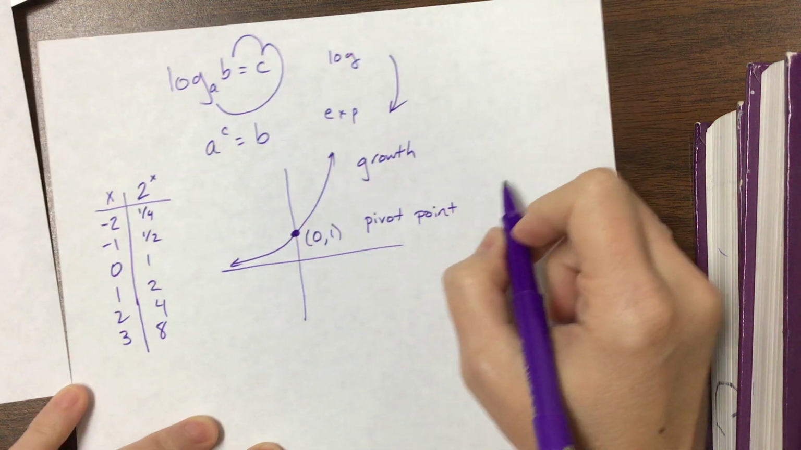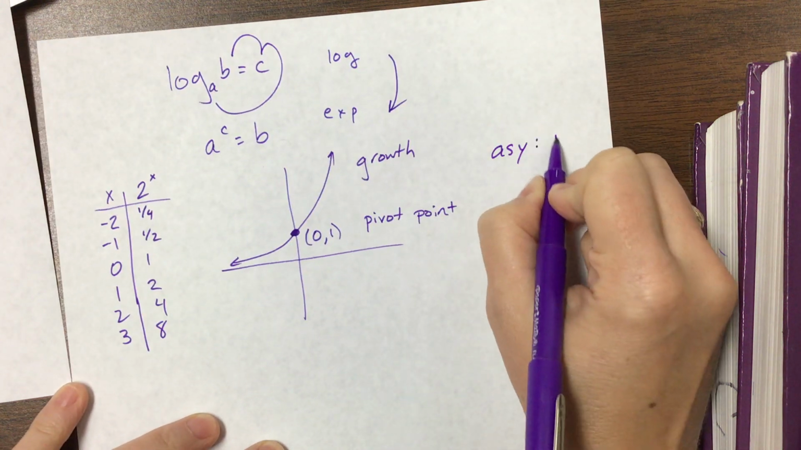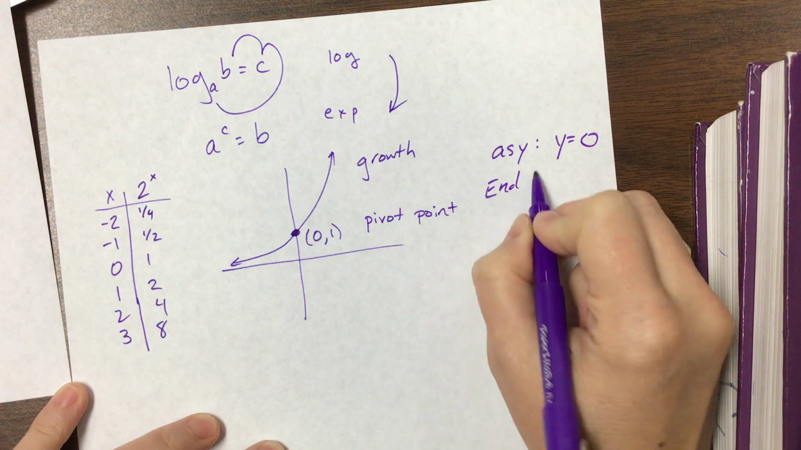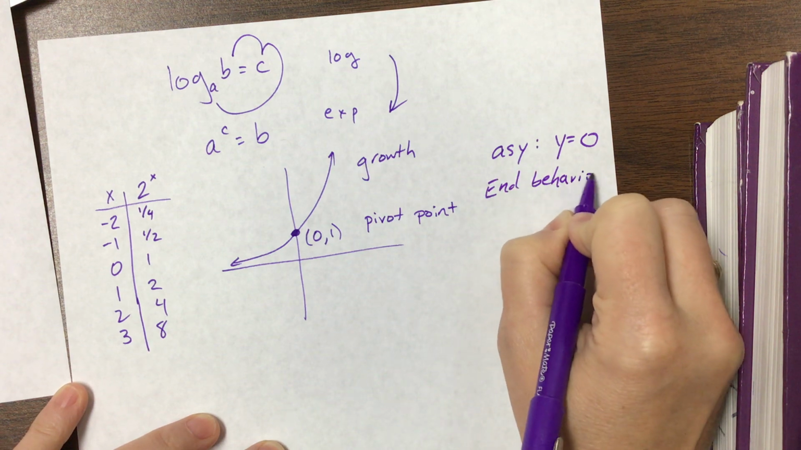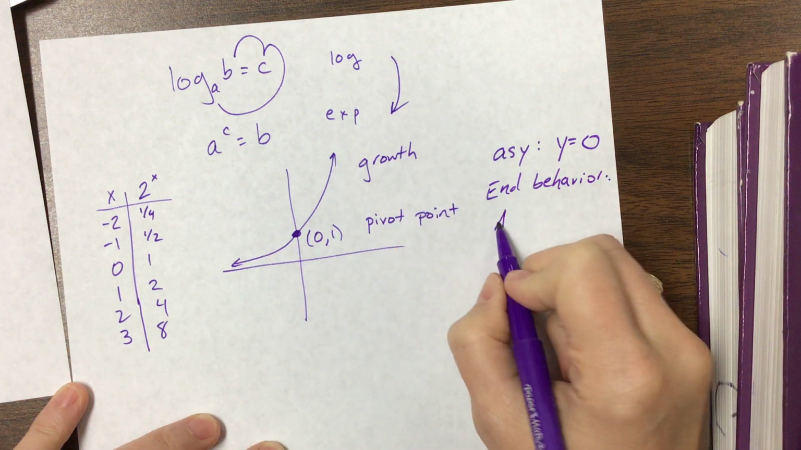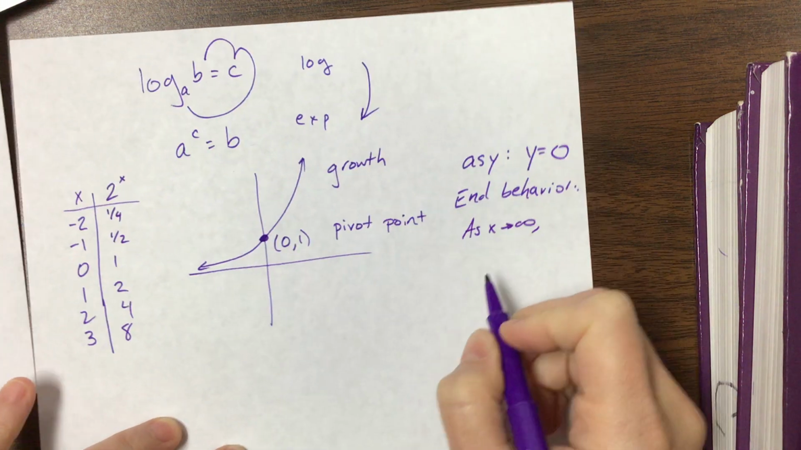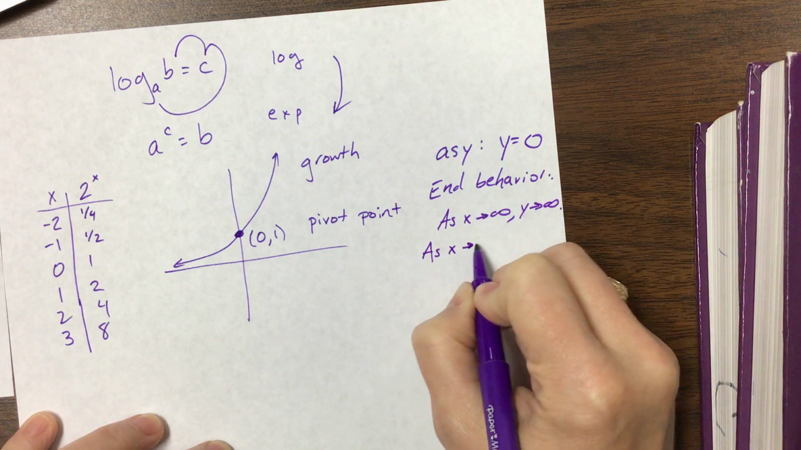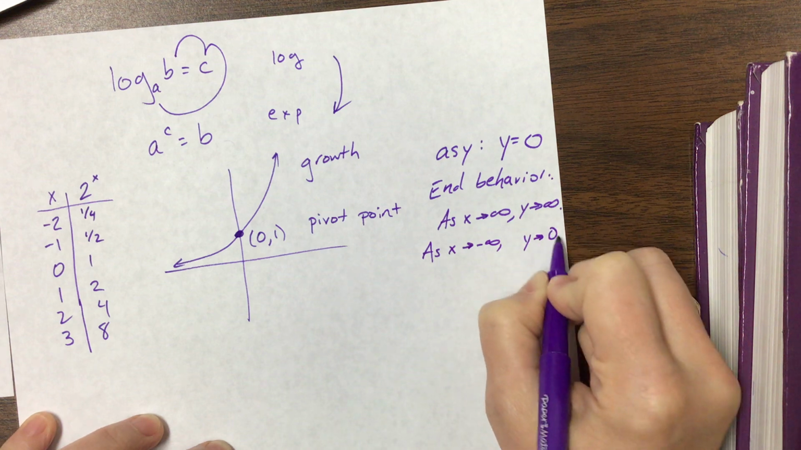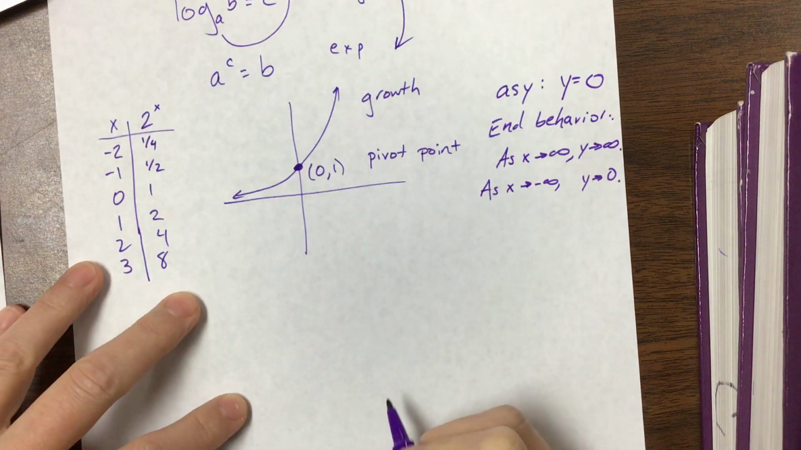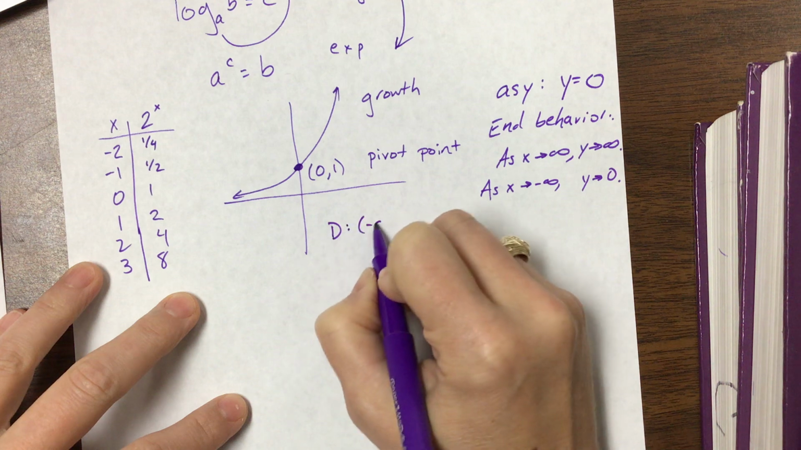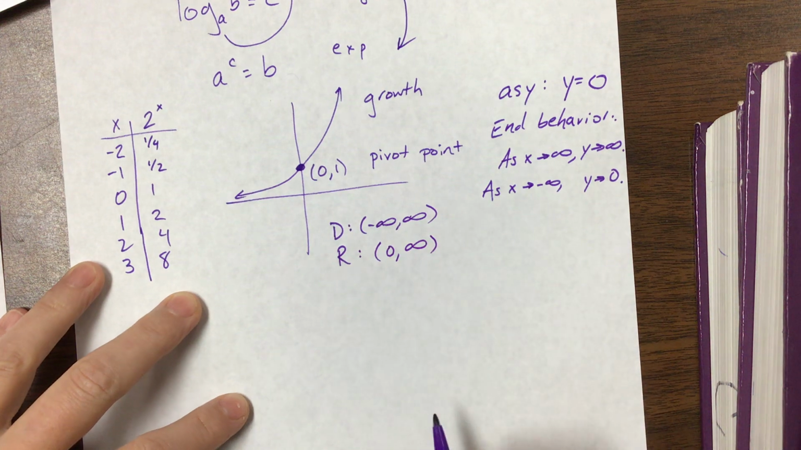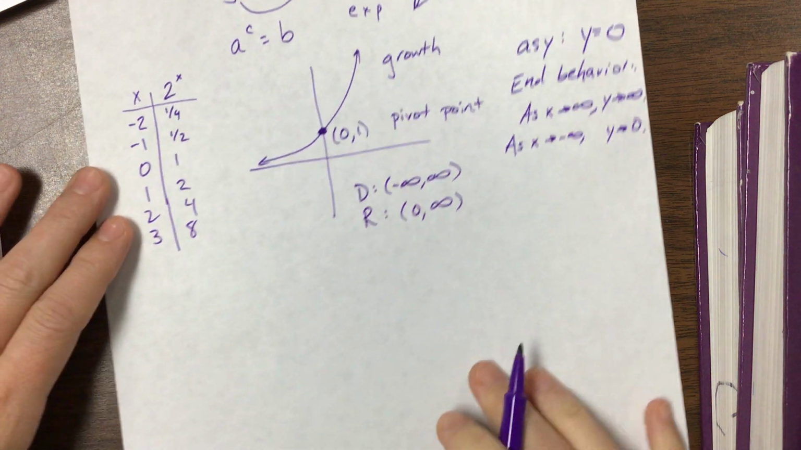The asymptote is the equation y equals 0. It's a horizontal line. The end behavior: as x goes to infinity, y is going to infinity. As x goes to negative infinity, y is going to approach 0. And the domain is all real. The range is negative infinity, I lied, 0 to positive infinity.